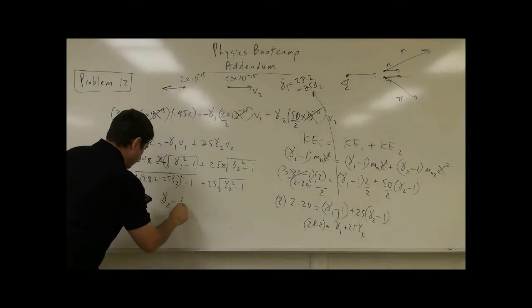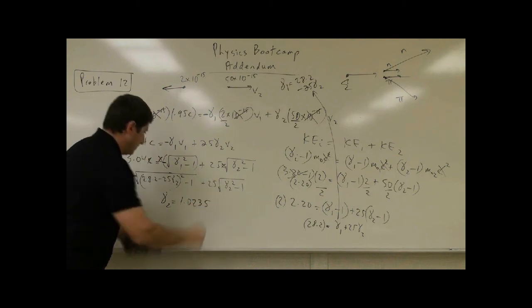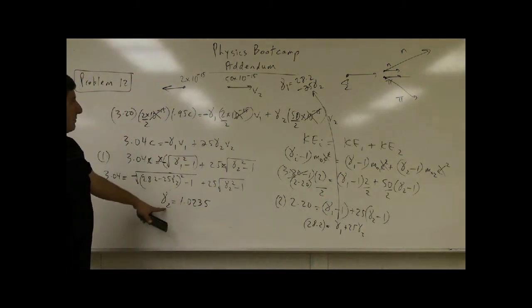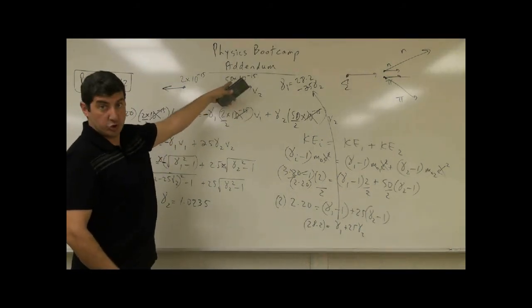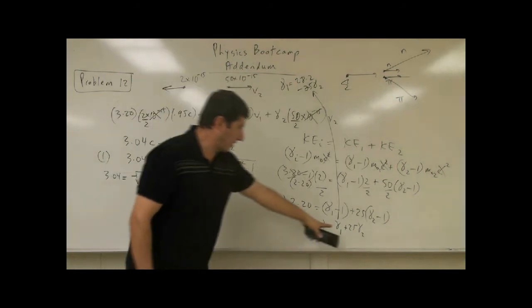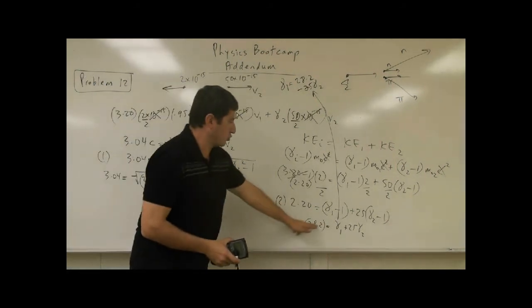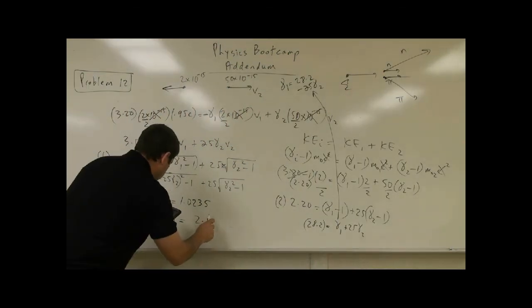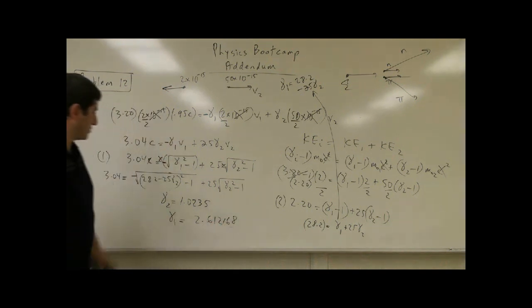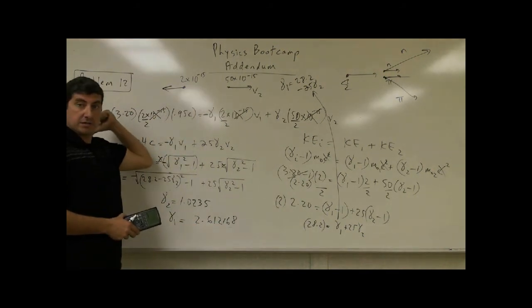Comes out to be 1.0235. And therefore, what is that? Gamma 2 is the gamma of the 50 times 10 to the minus 15 going forward, right? So therefore, what's going to be gamma 1? Gamma 1 is going to be 28.2 minus 25 gamma 2. So let's do 2.612168, right? Gamma. So gamma 1 is the particle that went back, okay?